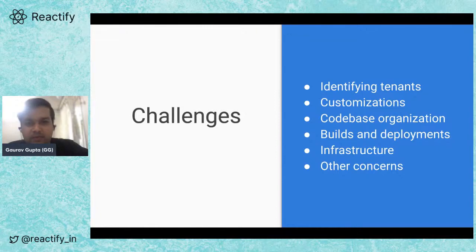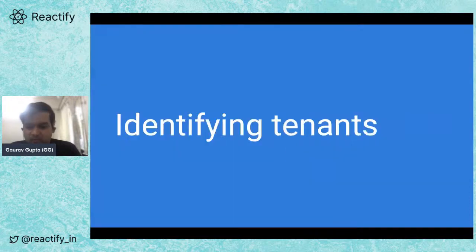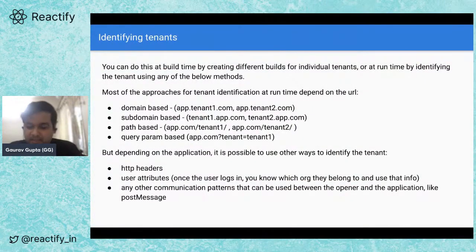Now we'll quickly go on to the challenges that you might face when you're implementing multi-tenant code or developing a multi-tenant front-end application. So the first challenge is how do you identify tenants? For identifying tenants, there are two broader ways. One is you can have separate builds for each tenant, in which case you will already know at build time what the tenant is, and based on that you will create an individual build for that tenant.